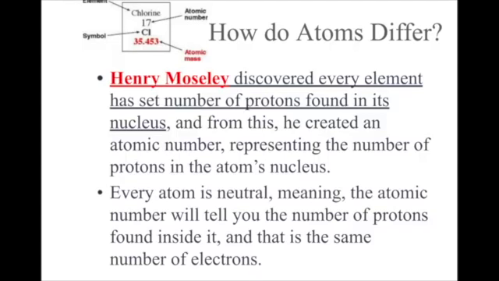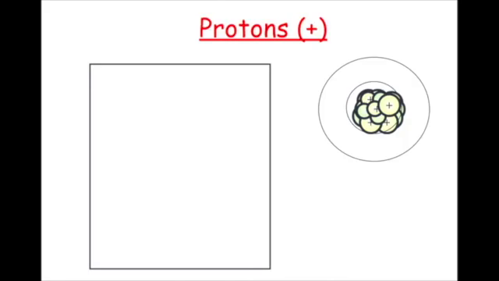So Henry Moseley discovered that every element has a set number of protons found in its nucleus, which we talked about when we talked about the history of the atom and how we came to know it. From this he created something called an atomic number, representing the number of protons in the atom's nucleus. Every atom is neutral, meaning the atomic number will tell you the number of protons found inside of it, and that is the same number of electrons. And that's how we tell atoms apart, by the number of protons.